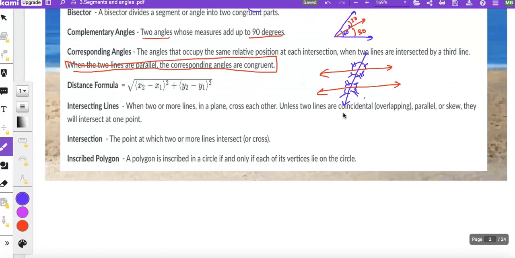Distance formula, we will need this distance formula today. The distance formula is used to find the distance between two points. I believe you should have also learned this formula in your previous courses.